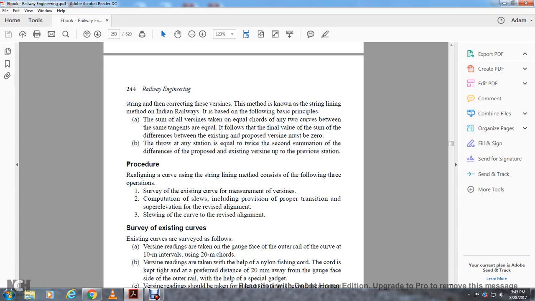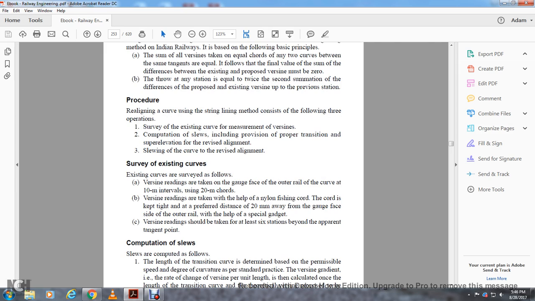Procedure: realignment of the curve using the string line method consists of the following three operations: surveying the existing curve by measuring the versines; computation, including provision of the proper transition and superelevation, and revised alignment; and swing of the curve to the revised alignment.